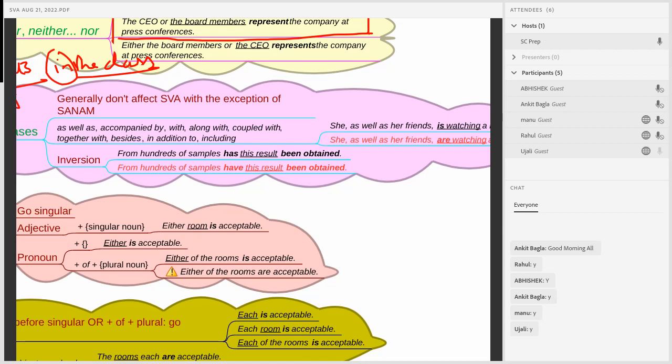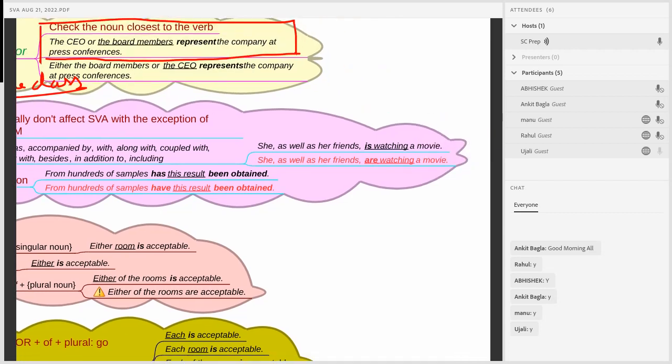All right. Now let's come back to subject verb agreement. Let me put this sentence closer to the center of the screen. So let me outline it as well.